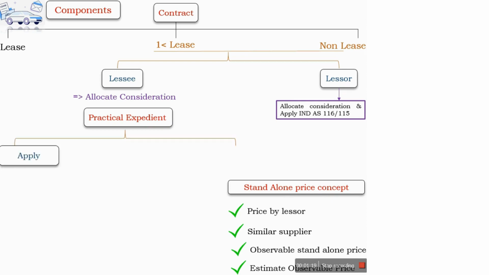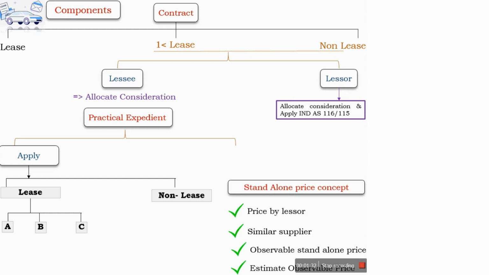If we opt to apply the practical expedient, we will divide the total consideration into lease and non-lease components. In case of lease, if there is more than one lease component, it will be divided accordingly. But if the lessee opts not to use the practical expedient for any reason, or if it is not possible to do it, then the total consideration will be used as a single lease component.